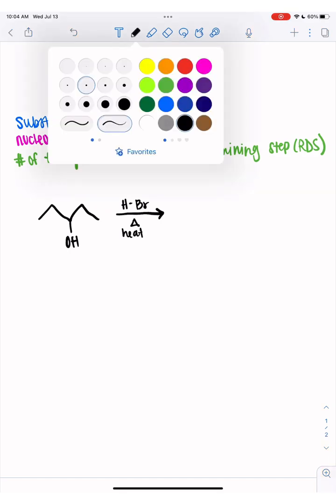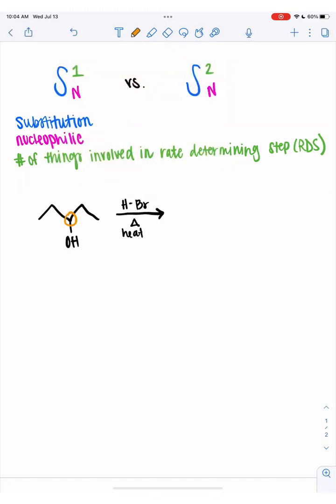So we're going to look into actually doing this mechanism. Here I have pentan-3-ol, and on the third carbon I have an OH group, which is my leaving group. It's the only thing that I can actually kick out of my molecule.